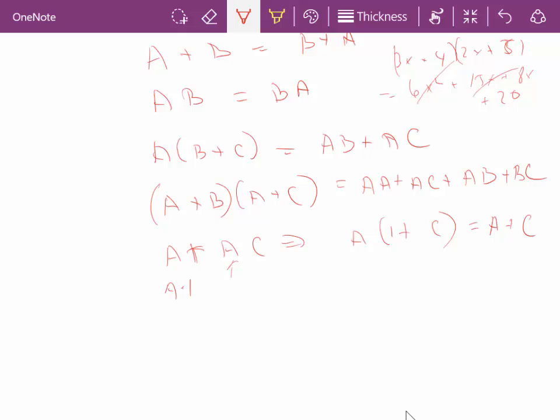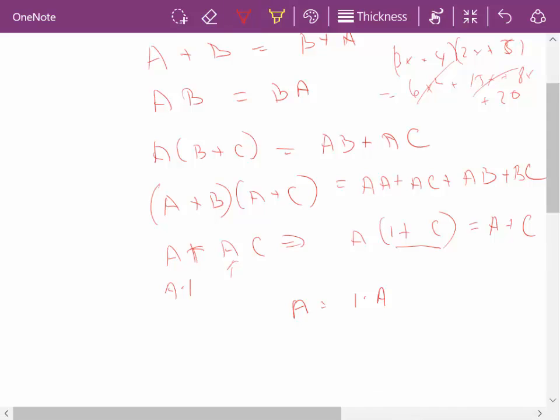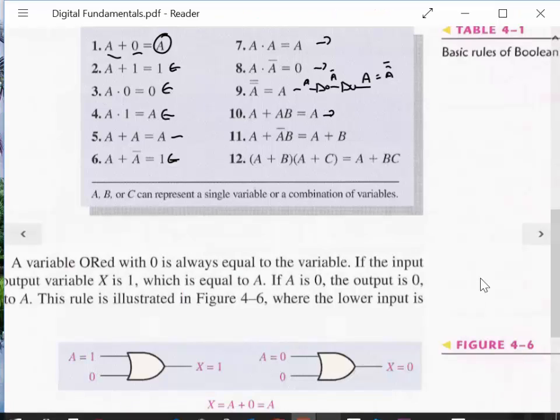Again, that was a little trickier to see, and the trick to that one is realizing that A is equal to 1 times A. So we could factor out that 1. When we factor out that 1, this becomes 1 plus C, and remember 1 plus C is equal to 1. So this term drops out, and that's where we start applying these rules of Boolean algebra. So I'll go back to the book, make sure we've got that. And that's where this comes out here.